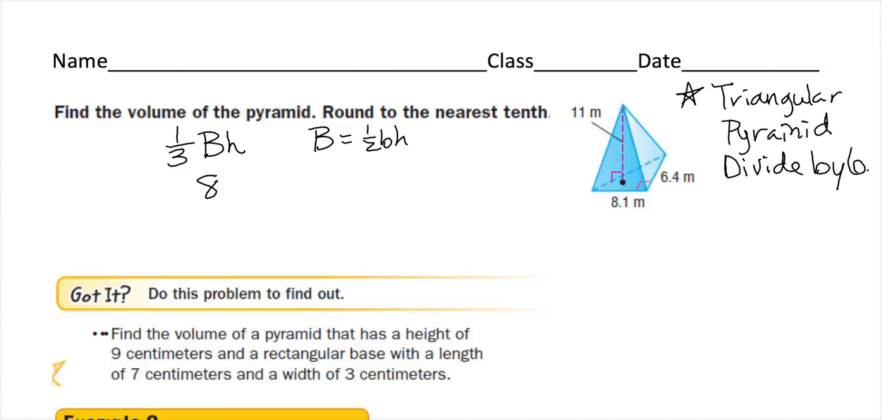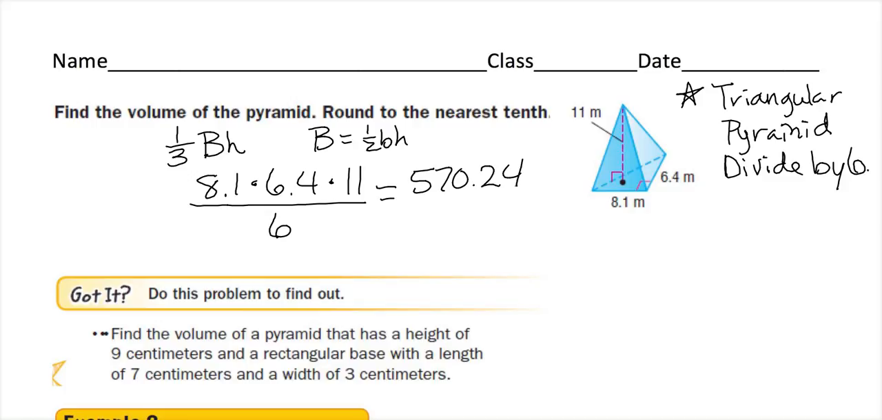So it'll be 8.1 times 6.4 times 11, and then we're going to divide the whole thing by 6. All right, so let's do that. We're going to do 8.1 times 6.4 times 11, and let's get that answer first. So that's 570.24. And then we're going to divide that by 6. And I get 95.04. So we're going to round off to the nearest 10, so just 95. So approximately 95 meters cubed, or cubic meters. Okay?